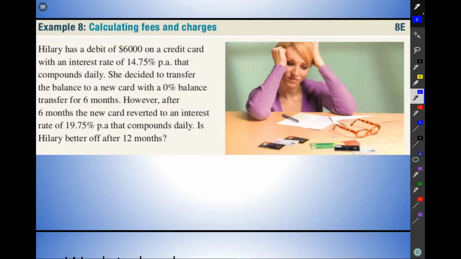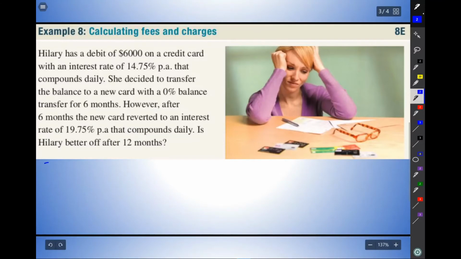Okay, so we need to calculate how much she needs to pay on the first card. So let's do that. We're using our compound interest formula and we're just substituting in the values. Her debt is $6,000. The interest rate is 14.75, and don't forget, we're converting it into the daily interest rate, and the time periods are 365.